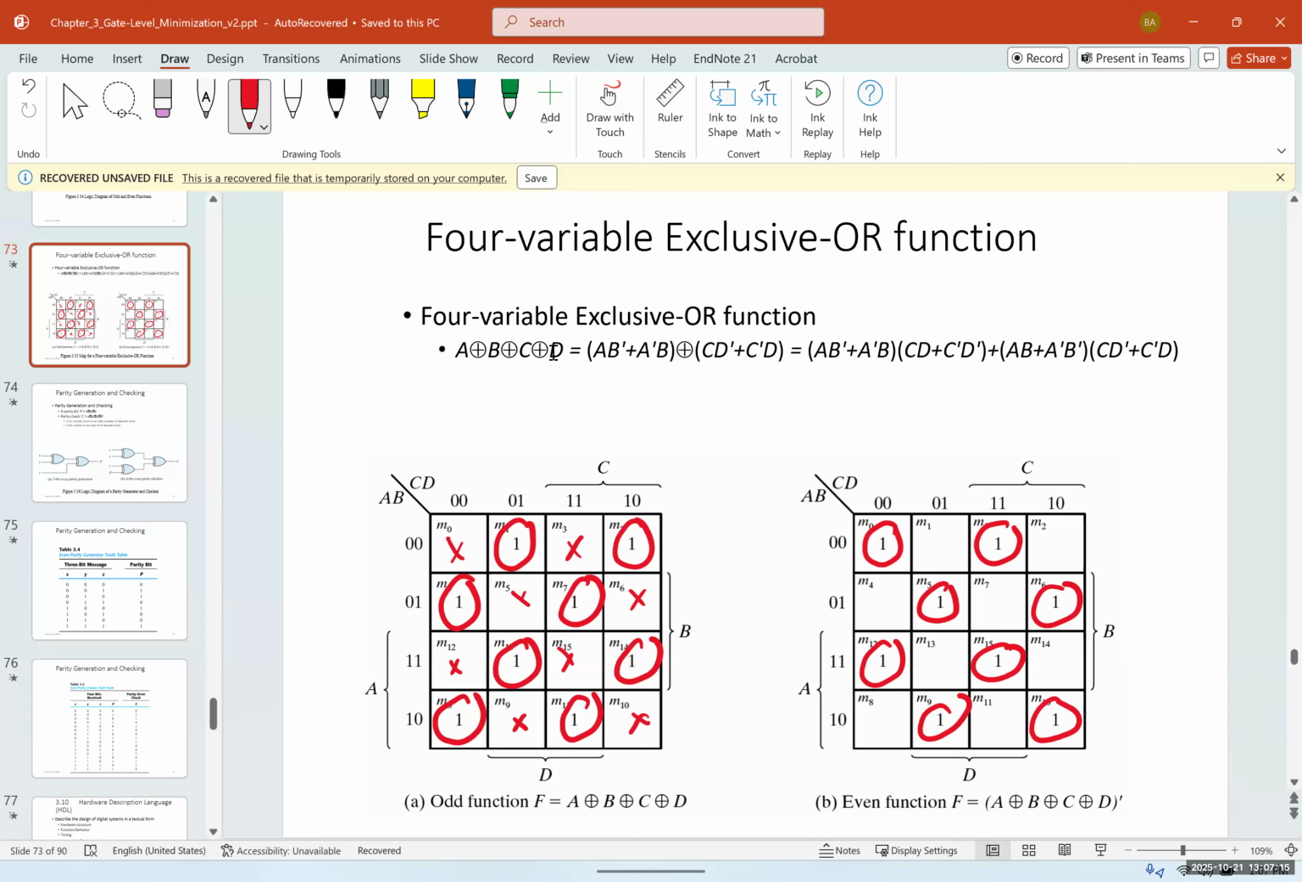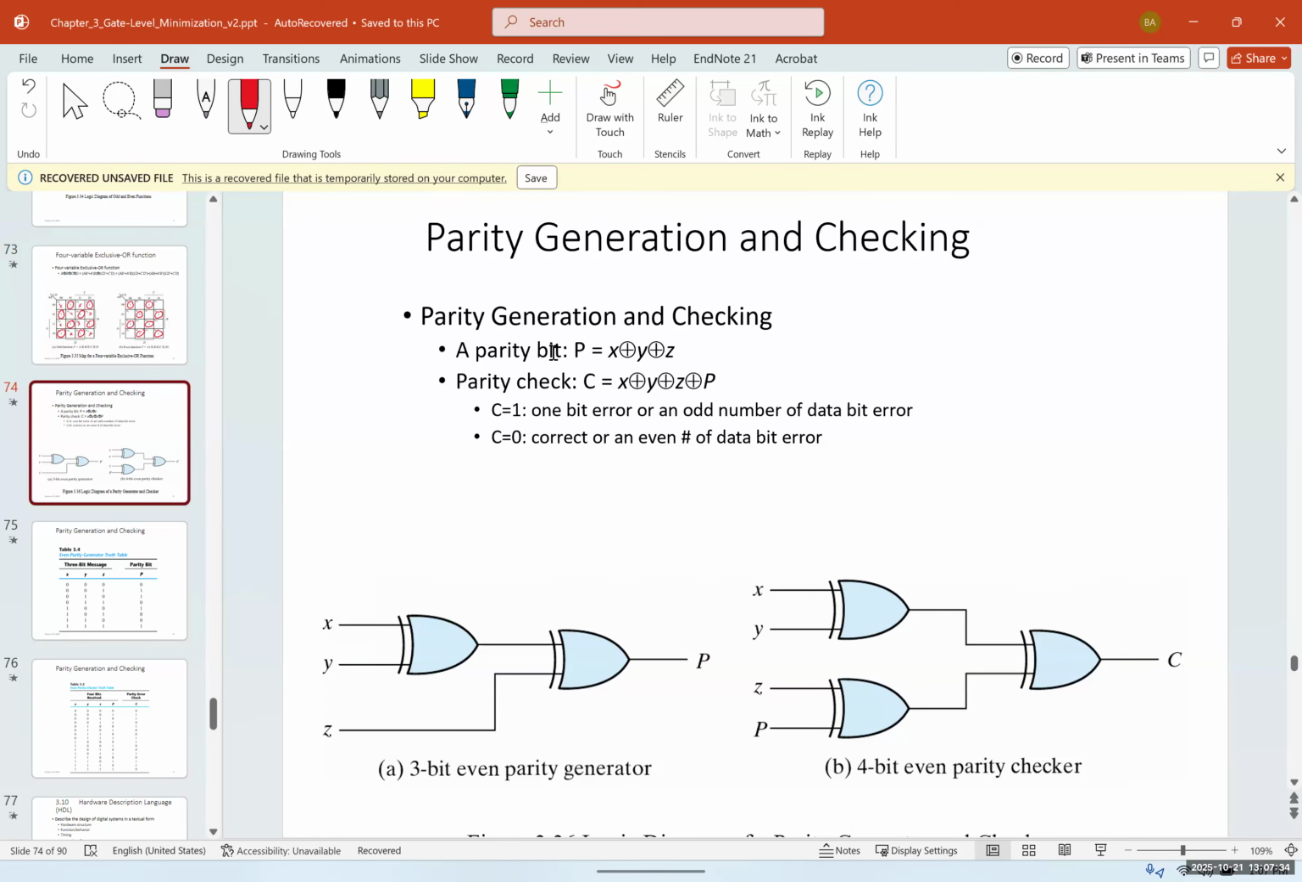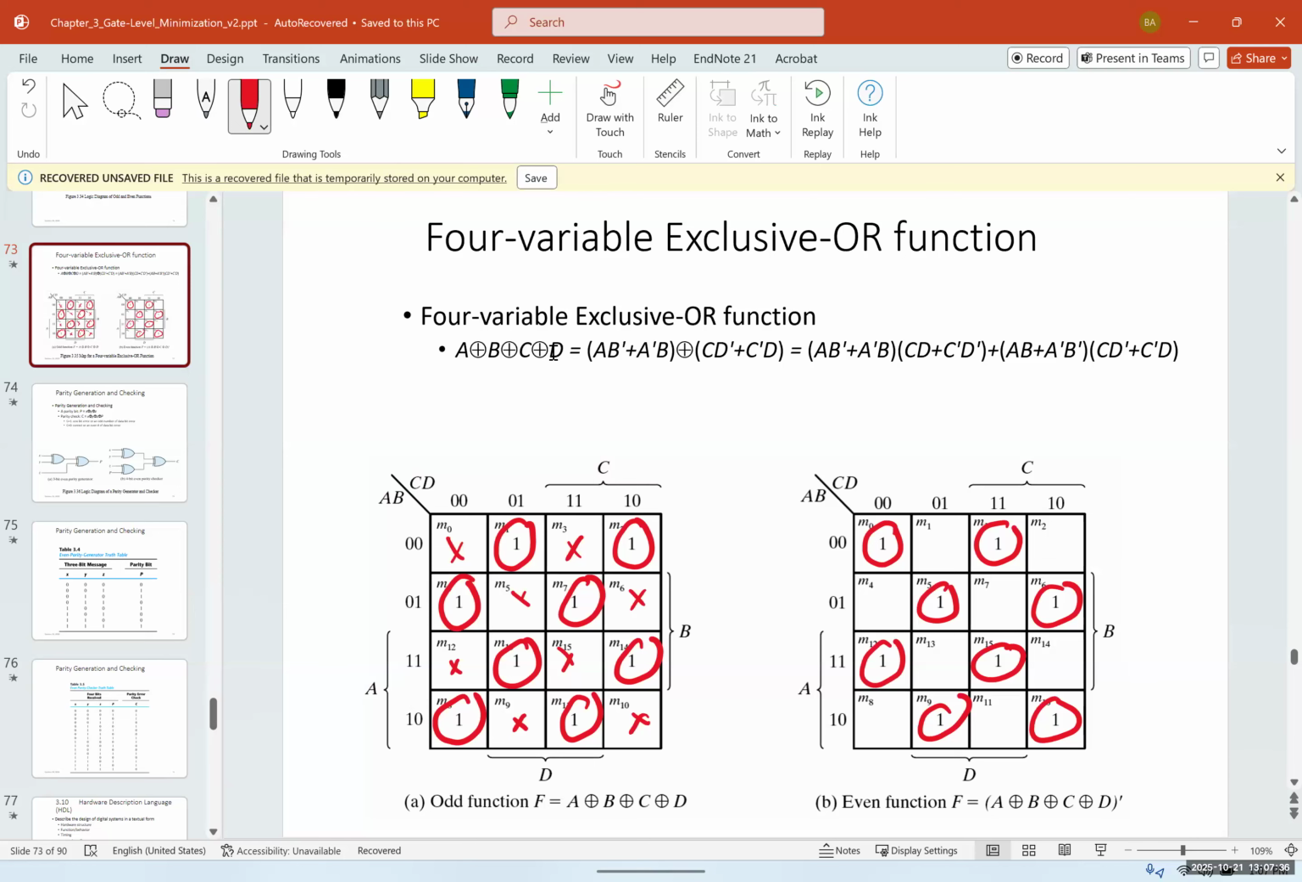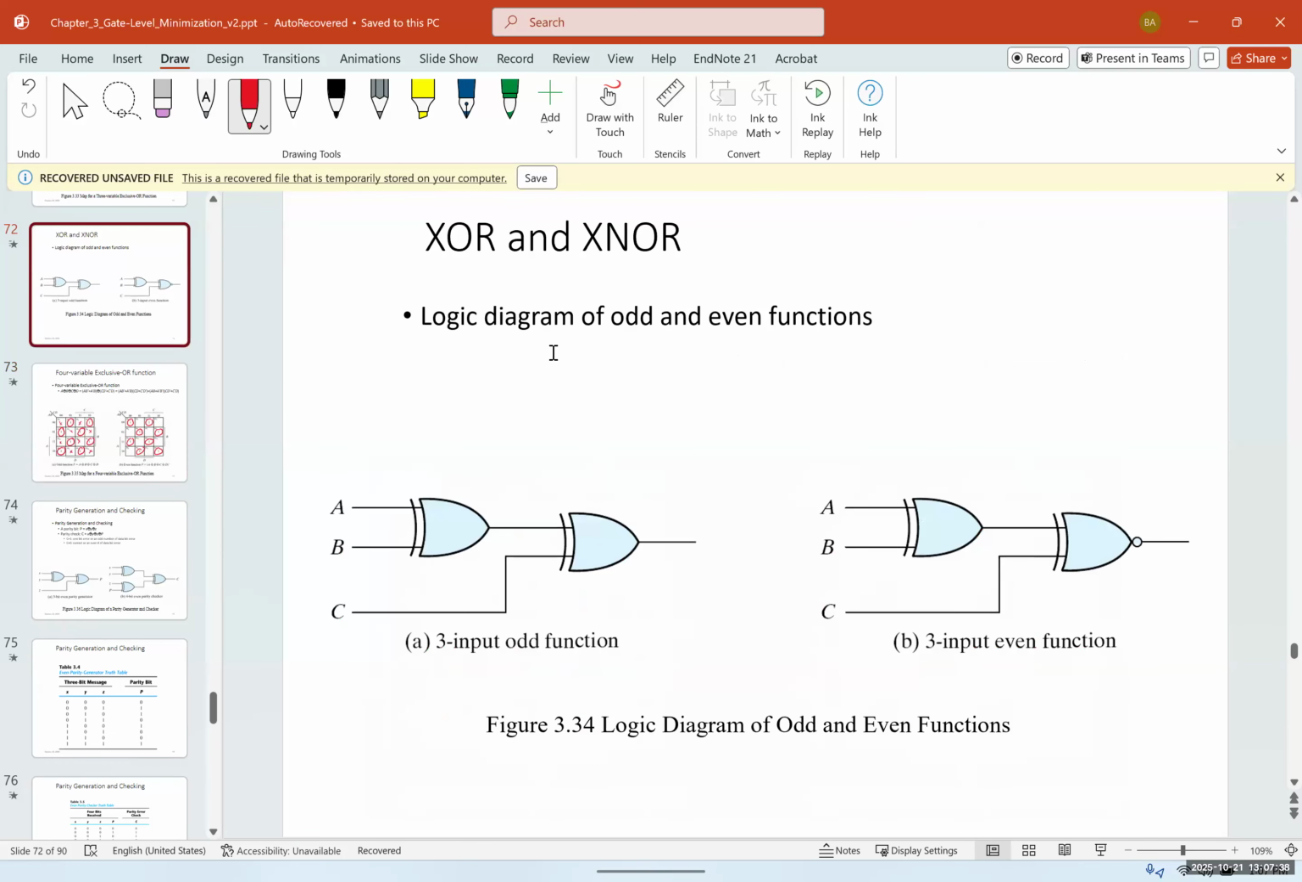And the function itself, again, we can simplify it, and we can prove it the same way that we did for the previous one, by finding the ones and zeros and solving the K-map for it. Now, for a 4-input, we're going to have a circuit similar to this one, but instead of having 1 XOR gate, we're going to have 2 XOR gates in the input.